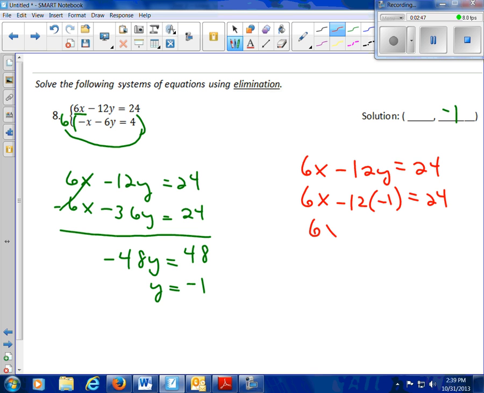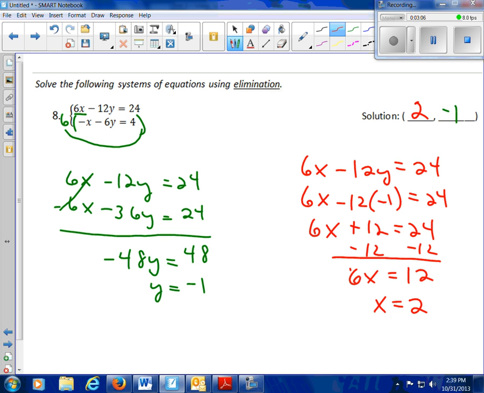All I have to do from here is simplify. Negative 12 and negative 1 make a positive 12. And if I subtract 12 on each side, I'm left with 6x equals 12. And if I divide both sides by 6, x has to equal 2. So my solution is 2, negative 1.